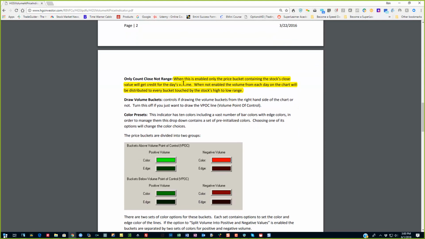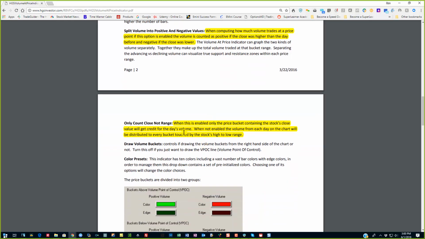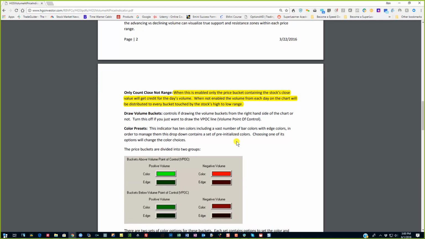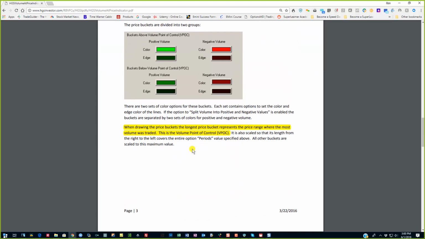You also have the option of spreading that volume over all of the buckets, or you can select only count the closing and not the range. I do not generally do this, and I'll show you that too. Don't get confused. I'll show you what it does.